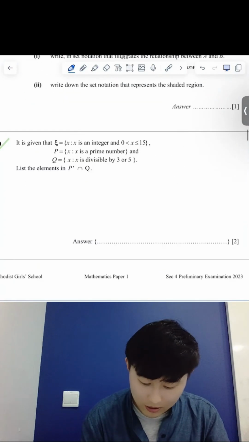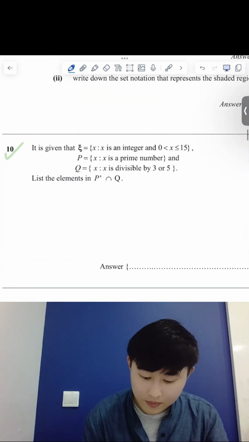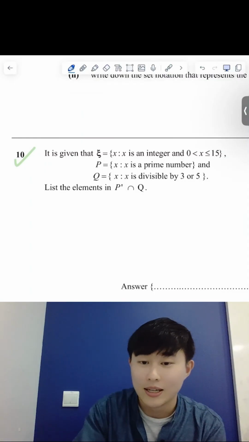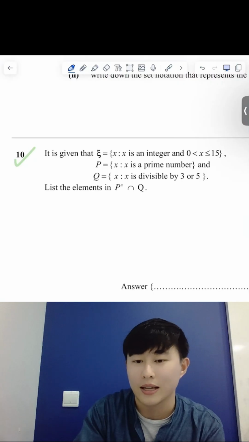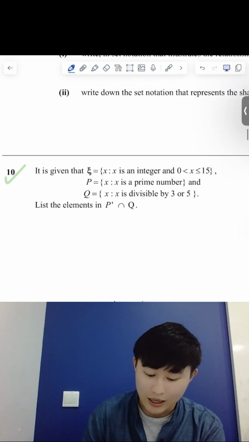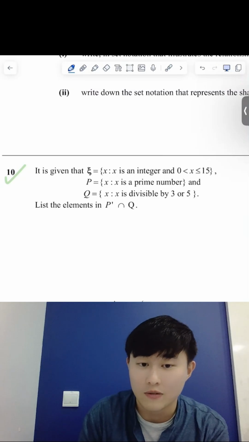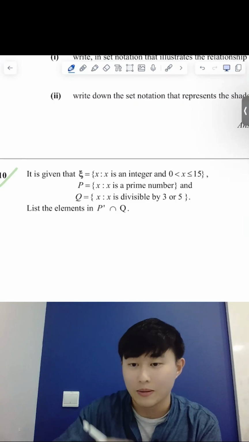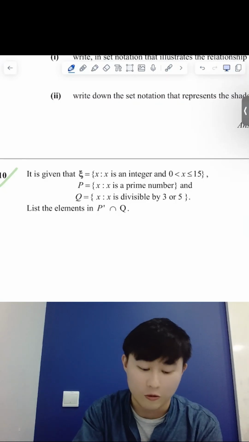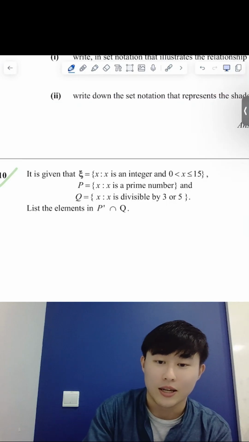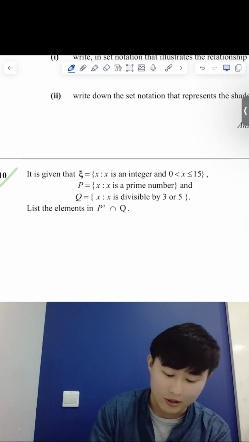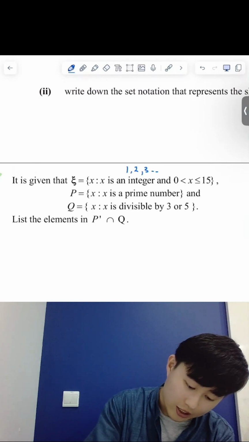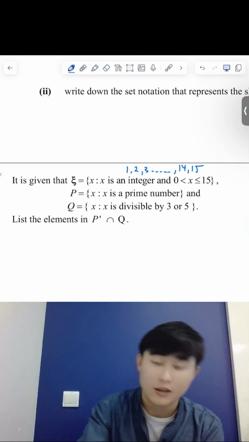Let's take a look at this one. Question 10. A lot of you don't like this topic, because set language, or rather set notation, you really don't like it. This is your universal set. Your universal set tells you I have all the integers more than 0 and less than or equals to 15. So actually this question is telling you I can list out all the numbers. So this one is actually just 1, 2, 3, all the way until 14, 15.